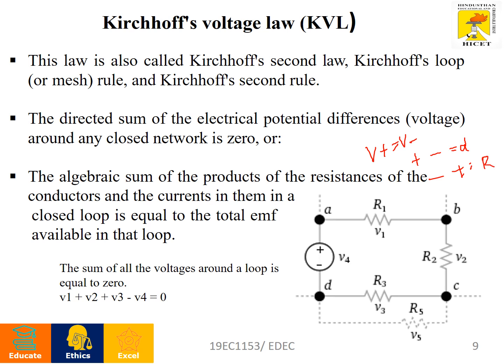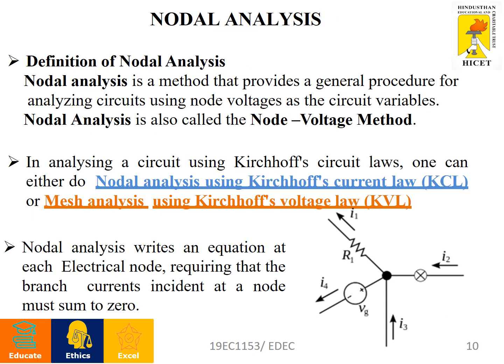Let us assume this is a closed loop. So the algebraic sum of voltage around any closed path equals 0. Here see the voltage, this is a positive one, so negative to positive. So V1 plus V2 plus V3 minus V4 equals 0. So Kirchhoff's voltage law states that the sum of voltage around any closed path equals 0.